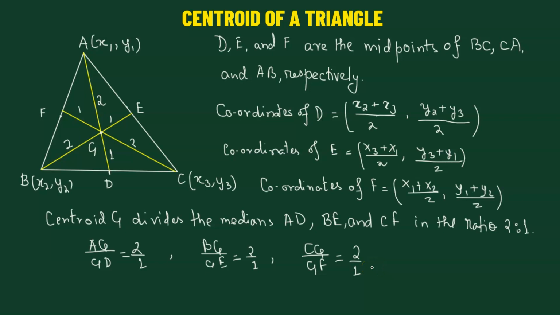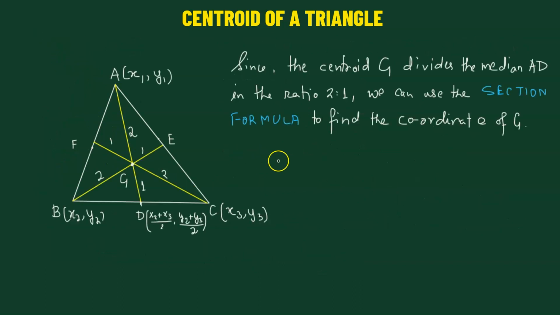Now using this fact, how can we find out the coordinate of the centroid G? So let's consider any one particular median. So we'll start with the median AD. Now here, since we have the point G, which is dividing the median in the ratio 2:1, we can use the section formula to easily find out the coordinate of point G. So let's do that. So let's use the section formula.